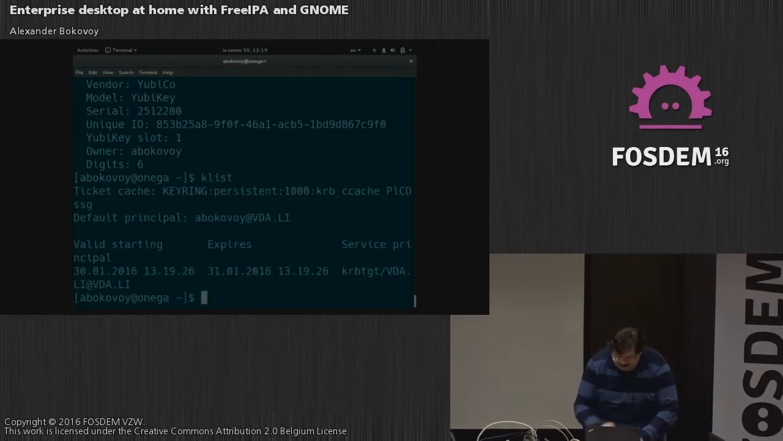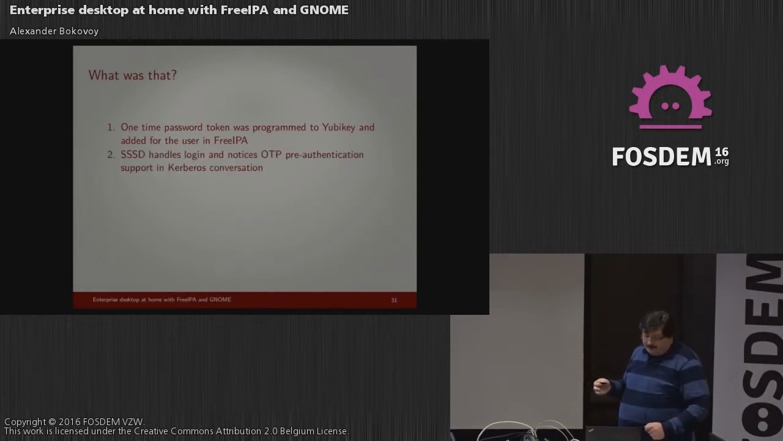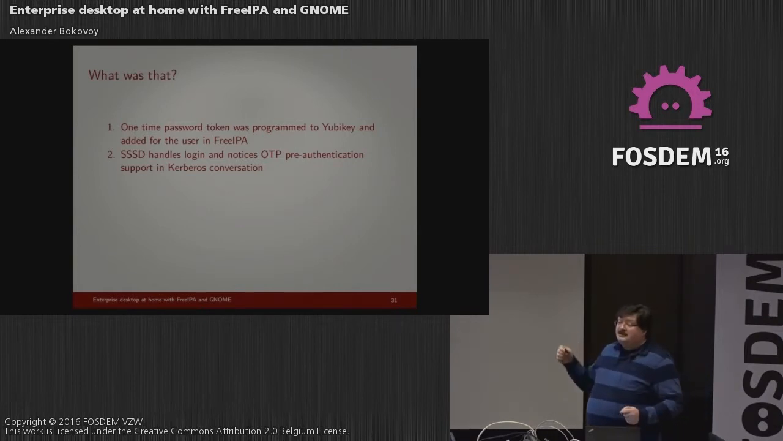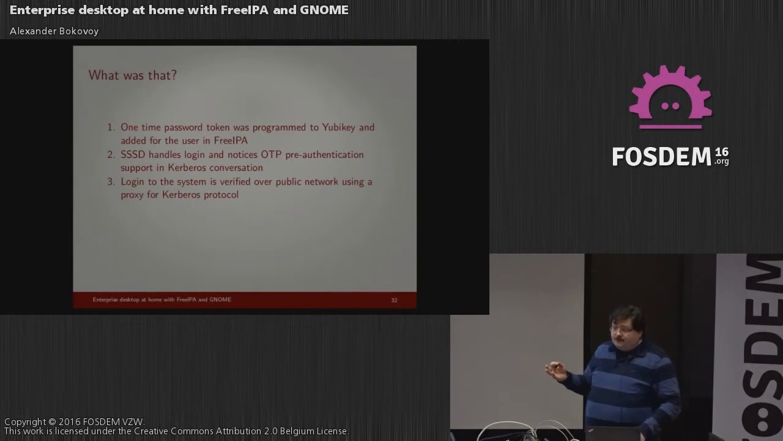And I go back. And actually, at the point when I go back, I got a new ticket-granting ticket. So SSSD authenticated with my token and generated a new ticket-granting ticket. On this basis, I will be getting all the other tickets. So far, so good. So what I have now is a one-time password token on a physical hardware YubiKey, and I added it, associated with myself, in my FreeIPA environment. Then SSSD handled the login, noticed that the Kerberos server said I need more data, and passed this information through the PAM stack to the actual application. In this case it's GDM, but it would work exactly the same for any other application that uses the same PAM stack.